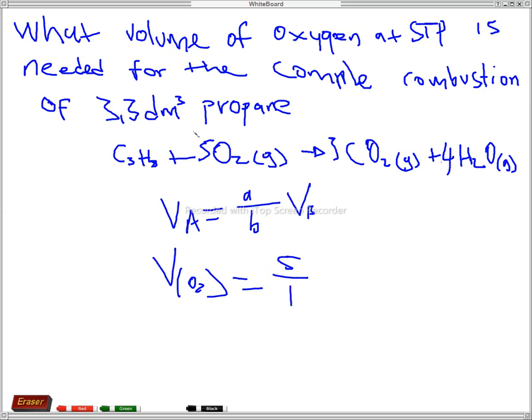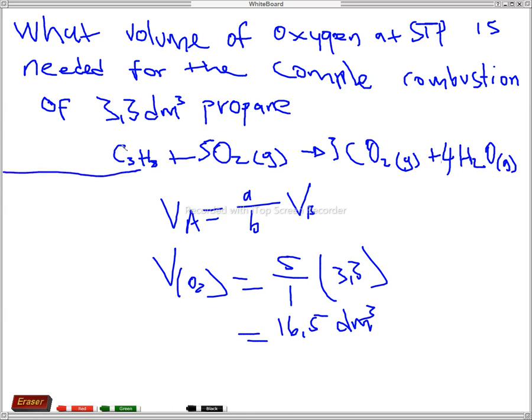In this case, I took this one to be my compound A and the other one to be compound B, and then let me substitute the volume for oxygen there. So it's 3.3, and your answer is going to be 16.5 decimeter cubed. 16.5 decimeter cubed. Yeah, they are not that difficult. All you have to do is to practice; study is the key to understanding everything.